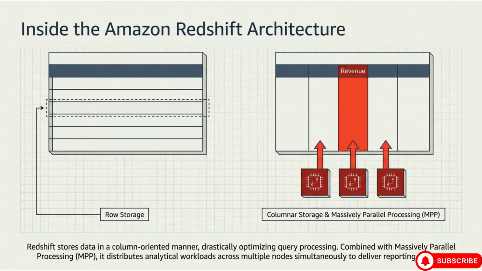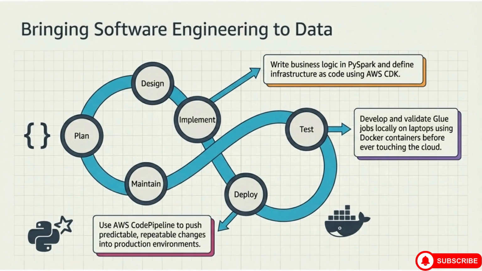Amazon Redshift achieves high-performance analytics through columnar storage and massively parallel processing, also known as MPP. Instead of reading entire rows, Redshift scans only the required columns during query execution, dramatically improving performance. Workloads are distributed across multiple compute nodes simultaneously, enabling organizations to process petabytes of data efficiently for large-scale business intelligence and reporting applications.